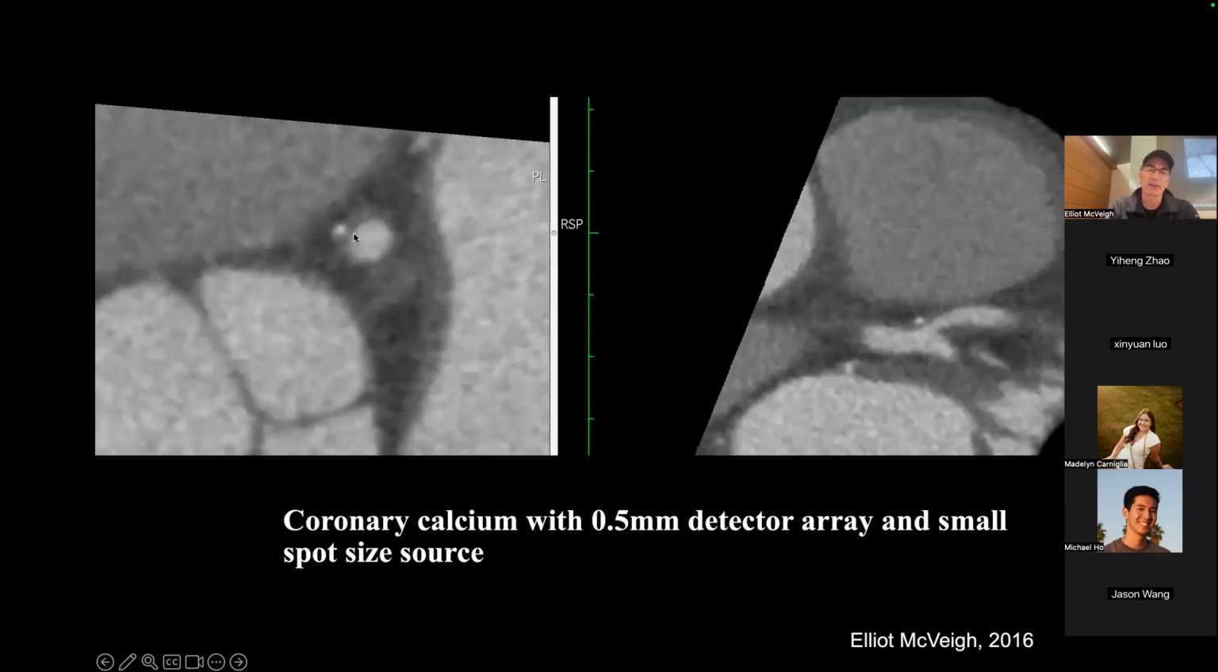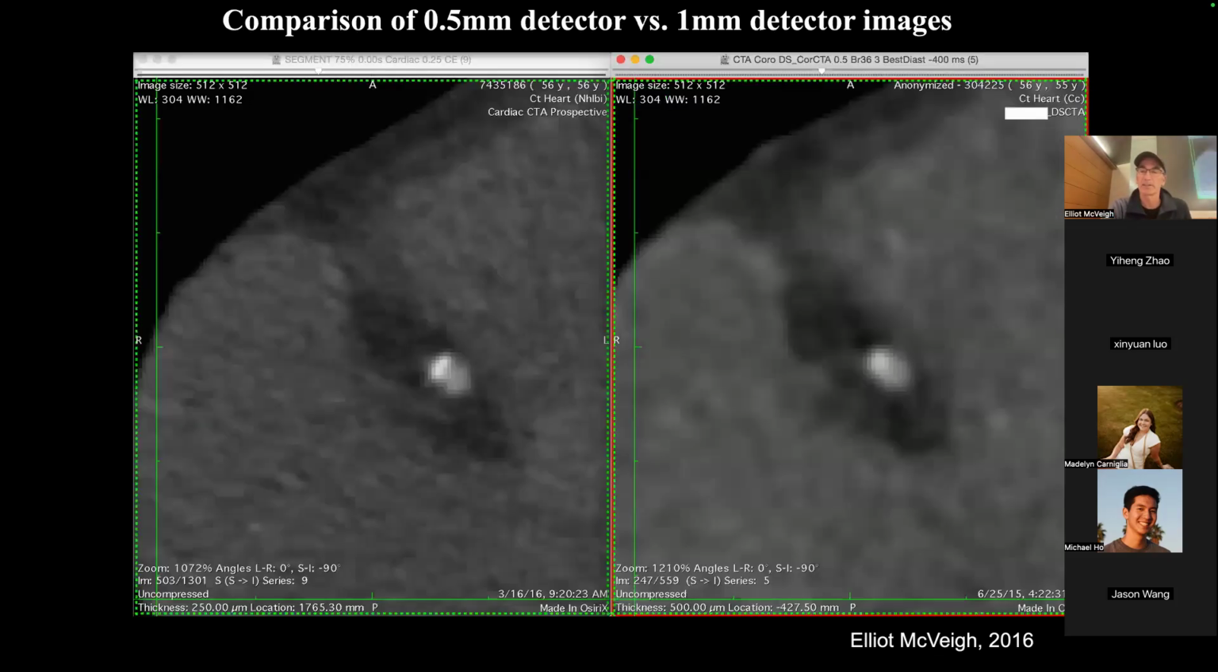So here's a really big vessel, tiny piece of calcium. This is an image of that previous lesion we saw in that patient on a high resolution scanner. So you can see that it's better resolved here. So this has, as we said, a 0.5 millimeter detector, so doubled the sampling in the detector direction. And the spot size on this scanner can go down to like 0.5. So you have a small spot size. So this person's also small enough that they can use that spot size.